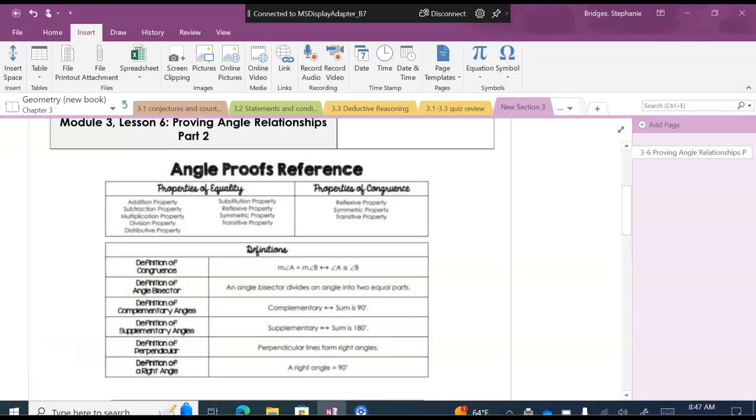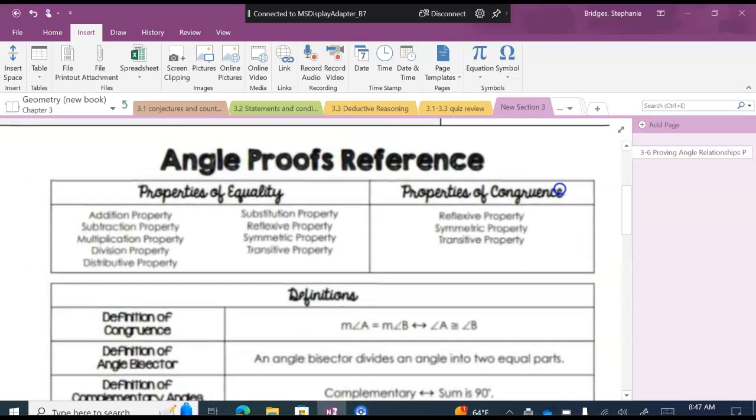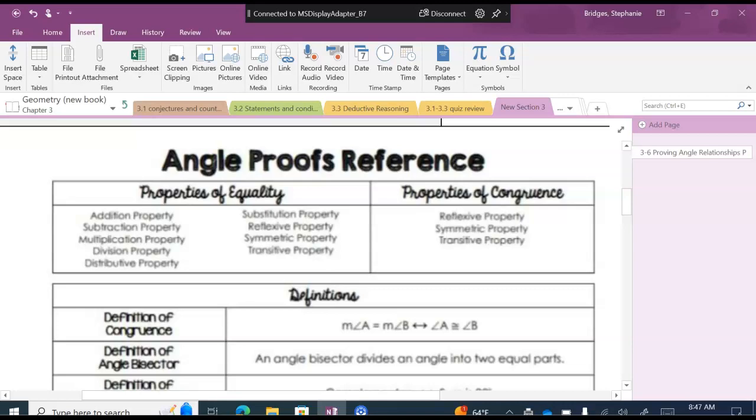So this whole front page is basically just a reference sheet of everything that we can use in our proofs so far, and that are referring to not only angles but everything else. So if you look at that first little box, the properties of equality, we've talked about all of these. We've used all of these. You have your addition property, your subtraction property, multiplication, division, distributive, substitution, reflexive, symmetric, and transitive. Those are all of your properties of equality that we can use for reasons in a proof.